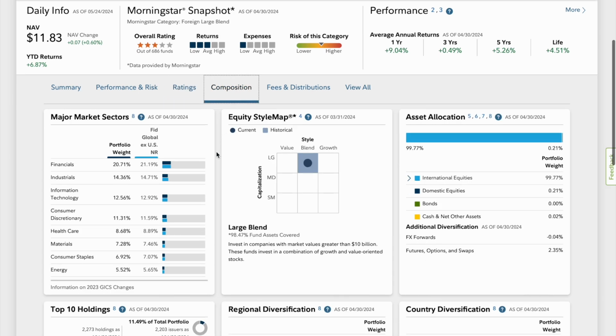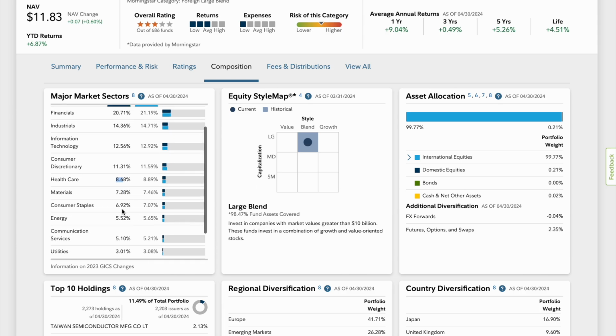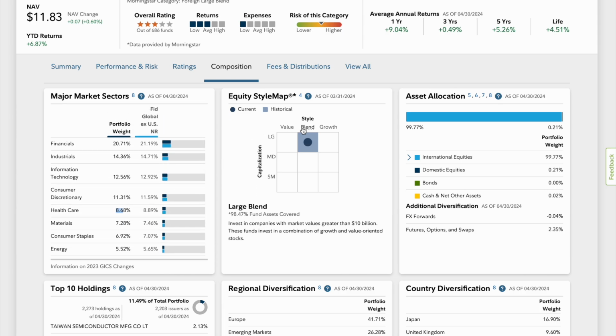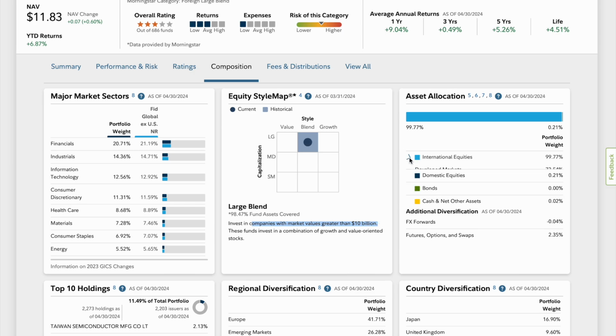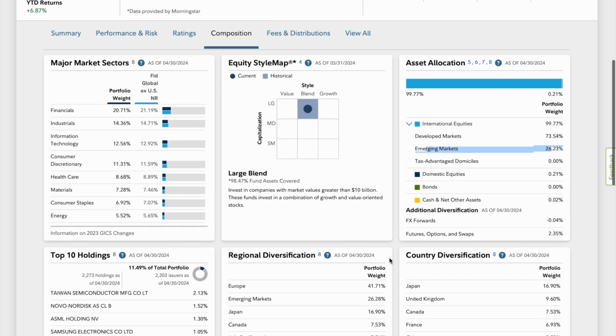When we look at the overall composition of FZILX, we can see here on the left side that these are the major sectors. So 20% is financials, industrials 14%, technology 12%, consumer discretionary 11%, and the list goes on here. At the equity style map, we can see that we have a blend of value and growth, and all companies must have greater than $10 billion. That's what the fund is investing into. It's in international equities. 73% make up developed markets, and emerging markets make up 26%.